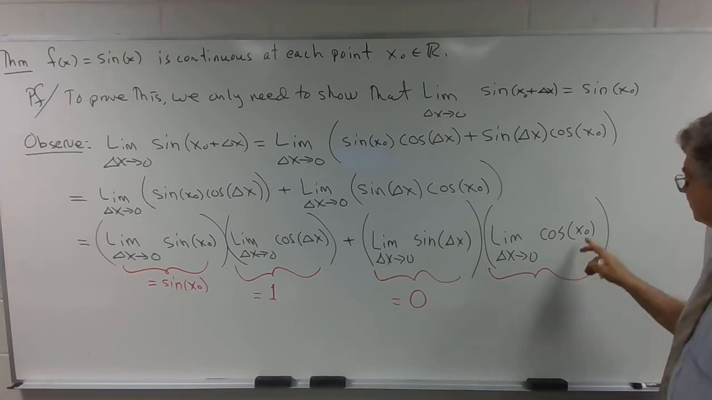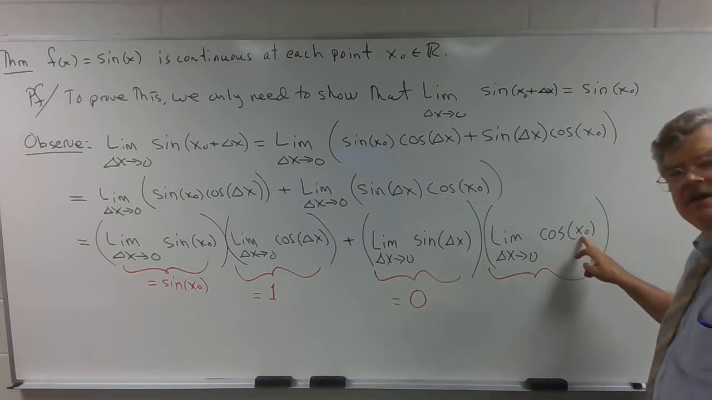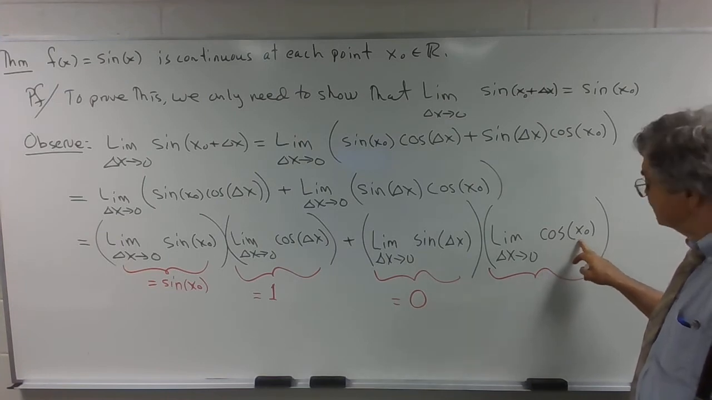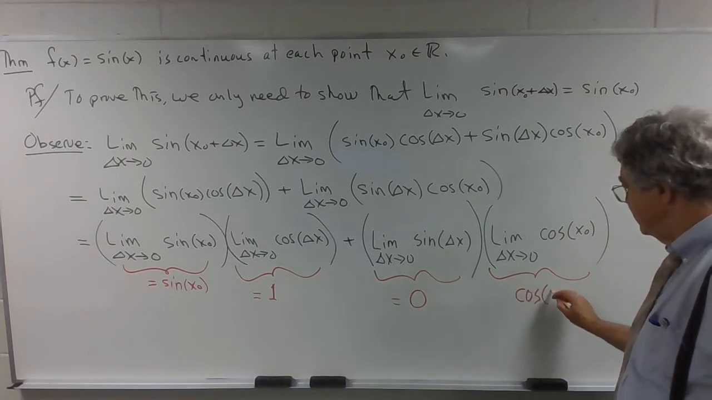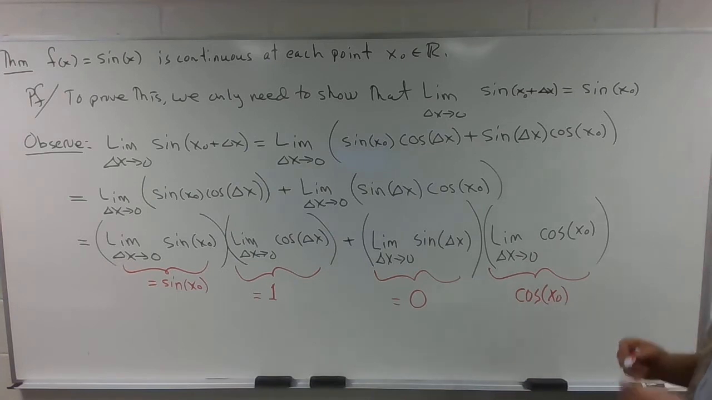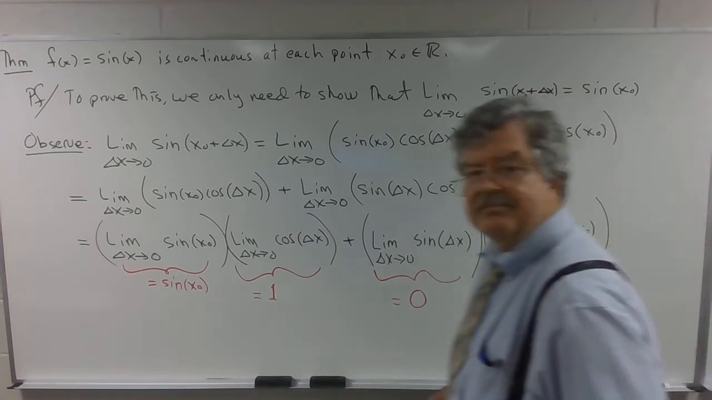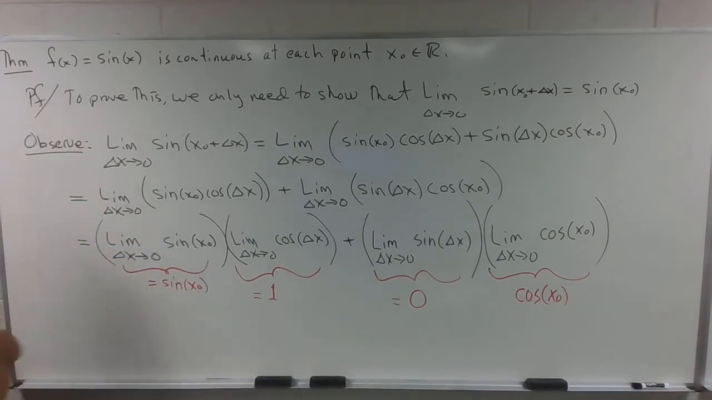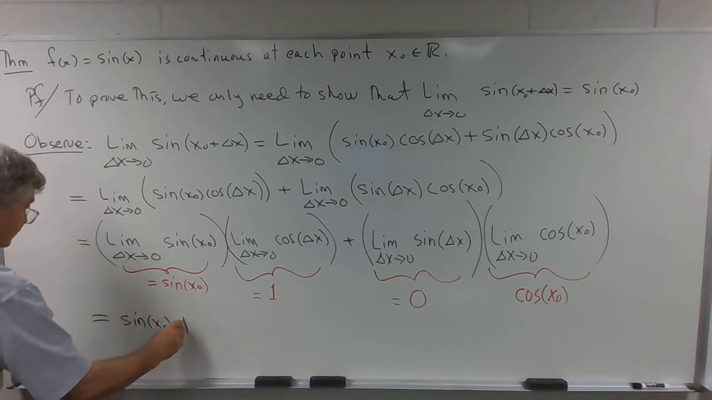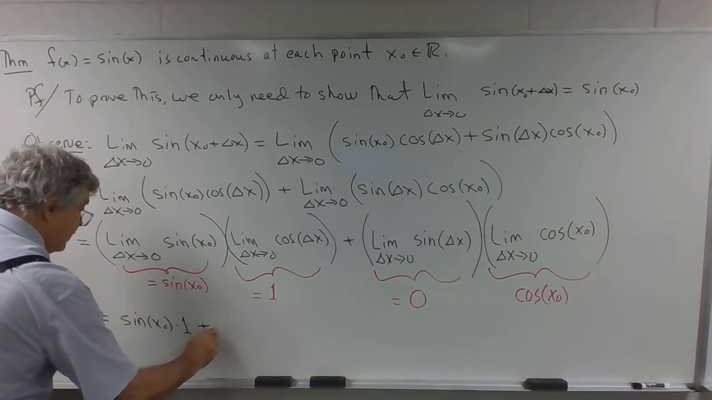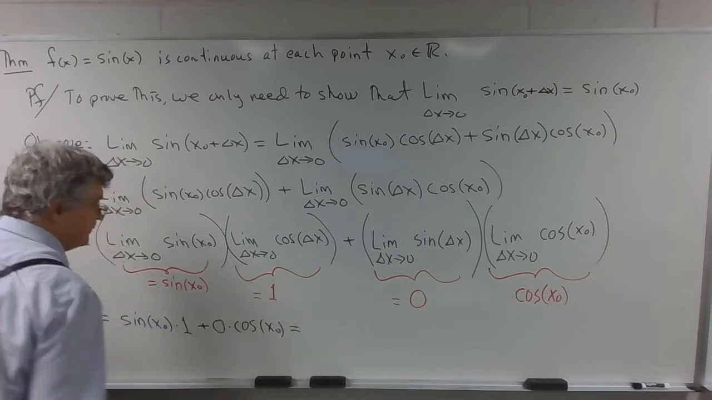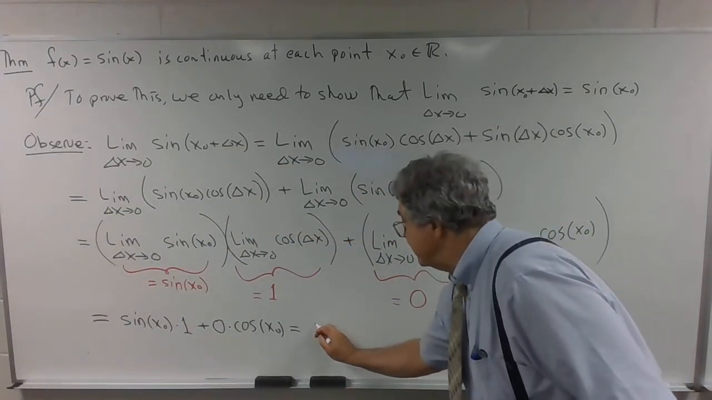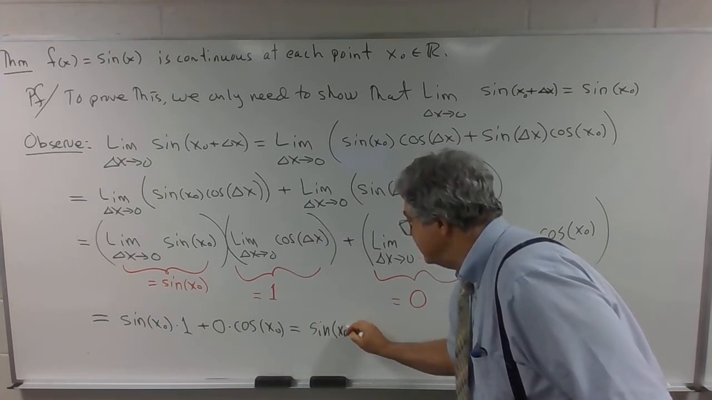And then this thing, x naught is a constant, so cosine of x naught is a constant. And the limit of a constant is the constant itself, cosine of x naught. So what do we get? We get sine of x naught times 1 plus 0 times cosine of x naught. And all of that equals sine of x naught.